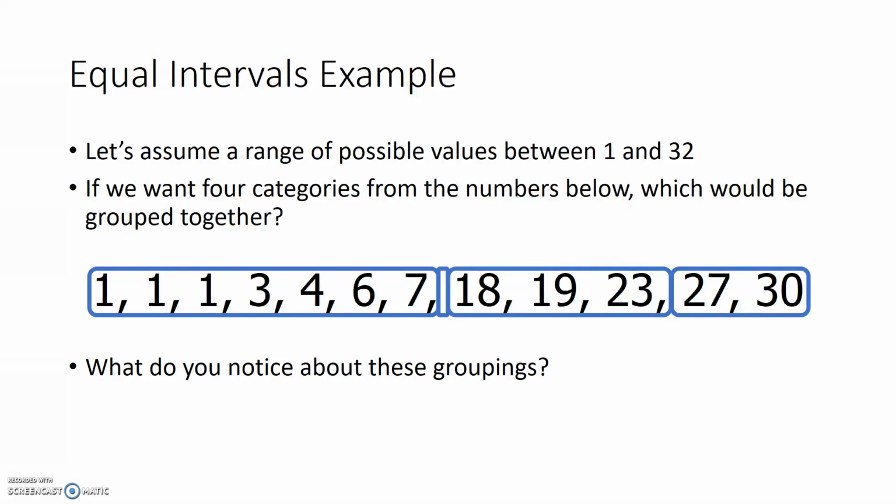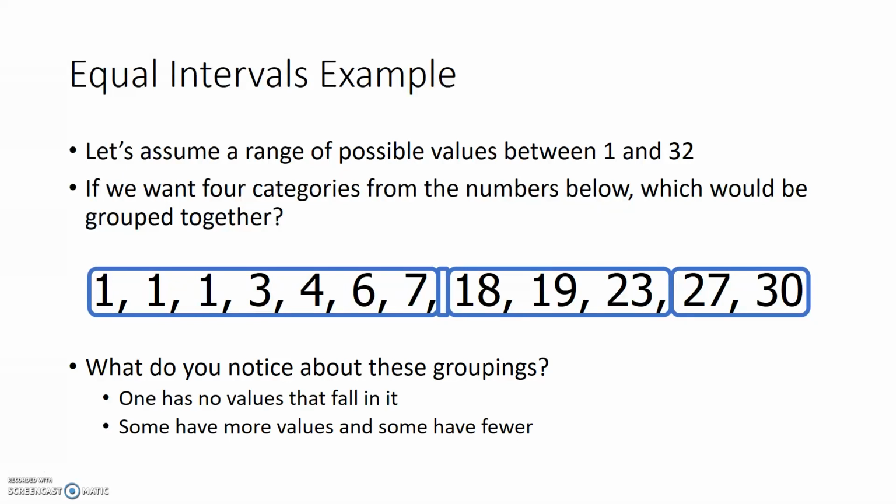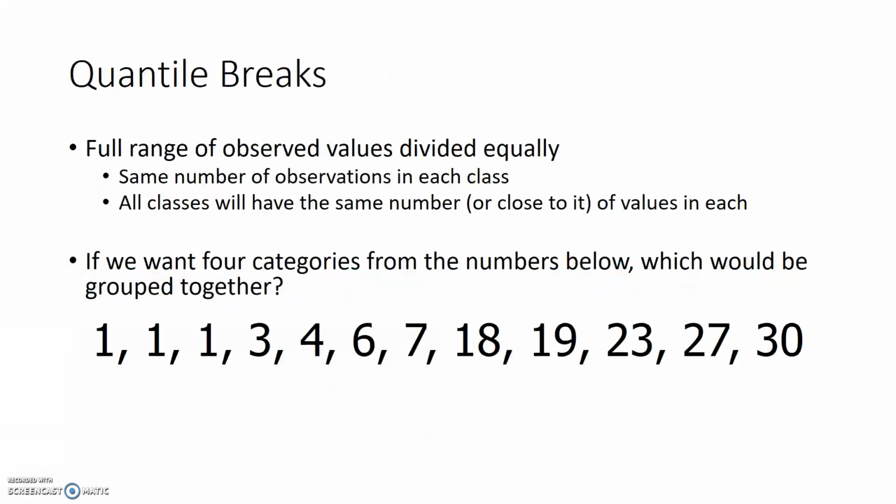So what do you notice about these? Whether there's many, whether there's few, the way the numbers happen to fall into these. So we'll reiterate that one of these groups has no values, and that some groups have more and some have fewer. And this is a possibility with equal intervals.